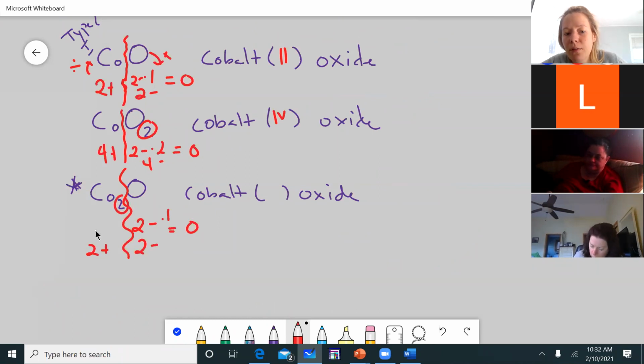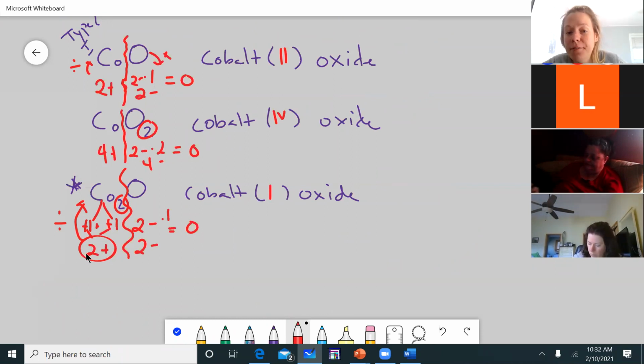But I need to take into account that there are 2 cobalts. So I actually have to divide by however many cobalts I have. So the 2+ is coming from 2 cobalts. So what does each cobalt contribute? Each cobalt contributes a +1, right? +1 and +1, add those together. That will give me the 2+. So this is actually going to be cobalt 1 oxide.